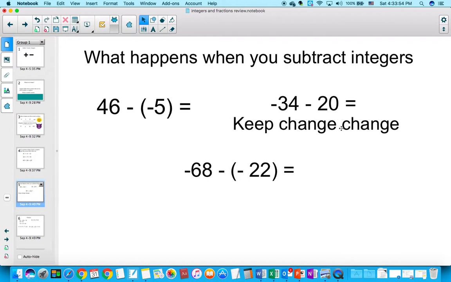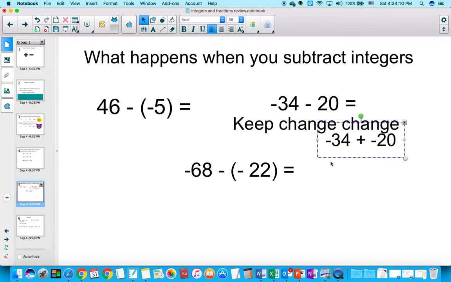Let's take a look at this one. Keep, change, change. Minus 34, so don't touch it. Minus 34. Then change the subtraction to addition, and change the sign of 20. That's positive 20, so it becomes negative 20. So now I have negative 34, and I am adding negative 20. Well, that's making it more negative, right? You're adding more negative, so it's negative 54.